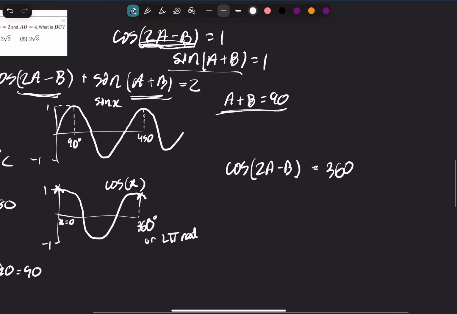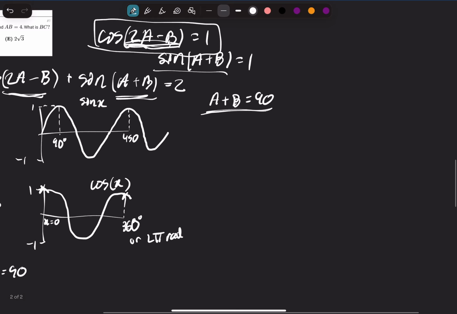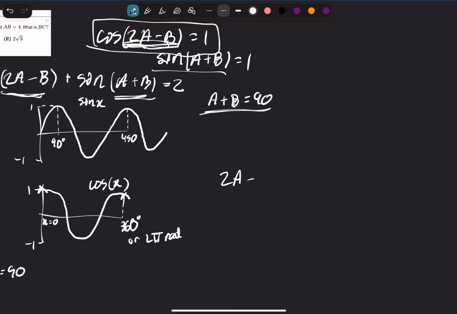Oh, sorry. Let's go back. Since we want the angle for which cos of that angle equals 1, as we've got right here, we want cos of 2a minus b to be 1. So we want cos of some angle, in this case 2a minus b, to be 1. That means this angle can be 360 or 0. Right now I'm thinking 0, but let's just try 360 because you never know. So say 2a minus b is 360.